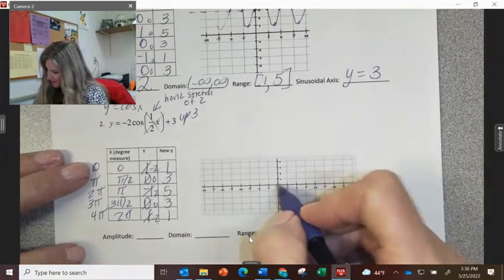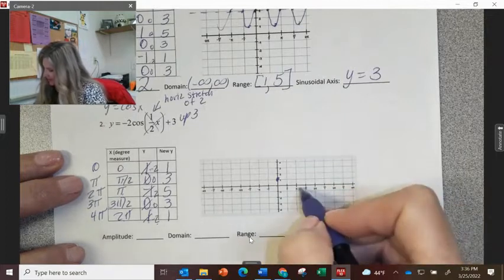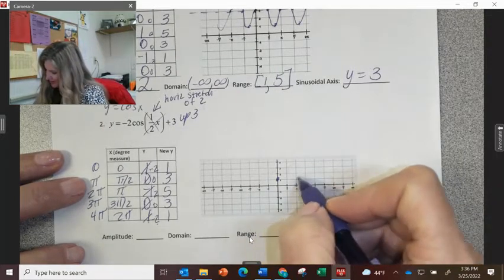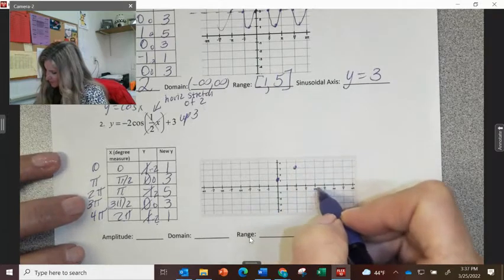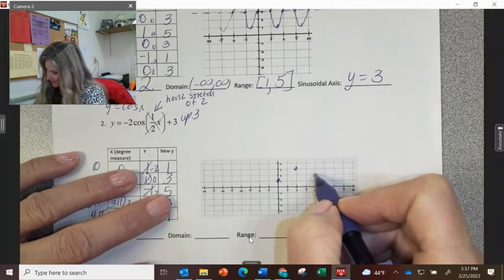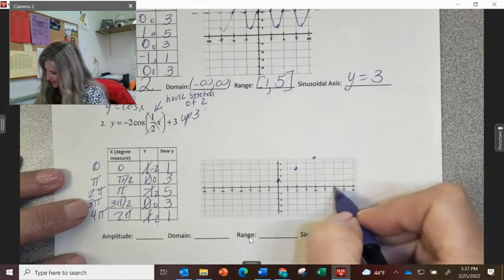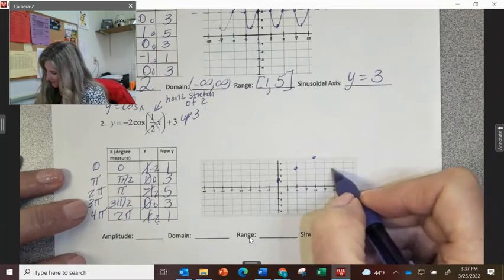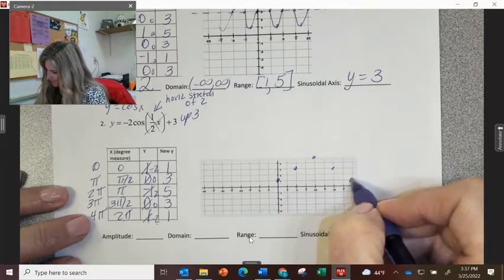So when I'm at 0, my y is 1. When I'm at, where's pi? Right there's pi. When I'm at pi, my y value is 3. When I'm at 2 pi, my y value is 5. When I'm at 3 pi, my y value is 3. And when I'm at 4 pi, my y value is 1.